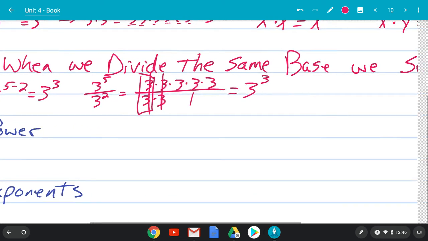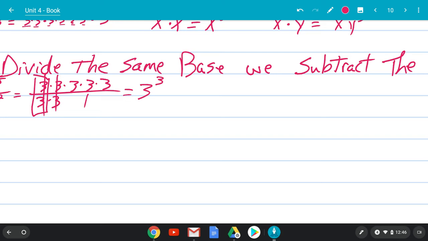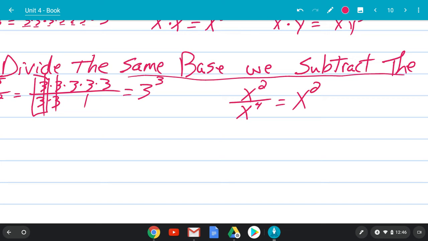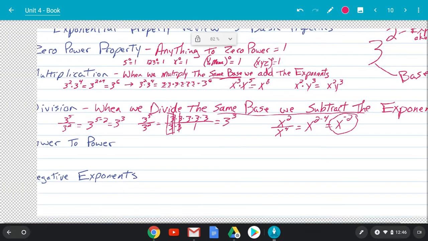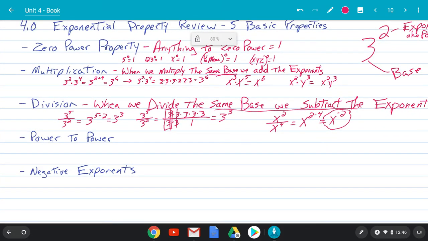So when we divide and we have the same base, we subtract the exponents. So what if I had x squared over x to the 4th? Well, that would be x to the 2 minus 4, which is x to the negative 2. Is that a problem? Well, we'll come back to this negative in a second as we talk about negative exponents. Next, power to a power.